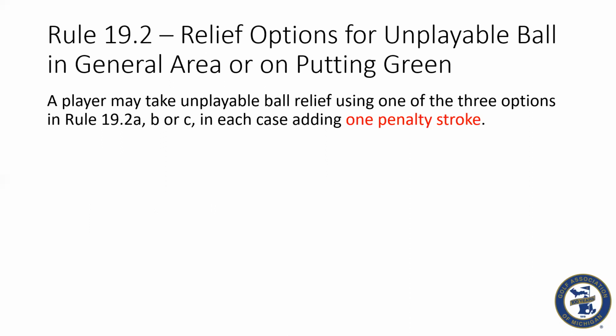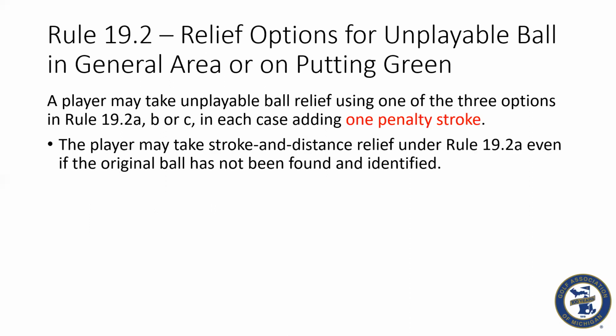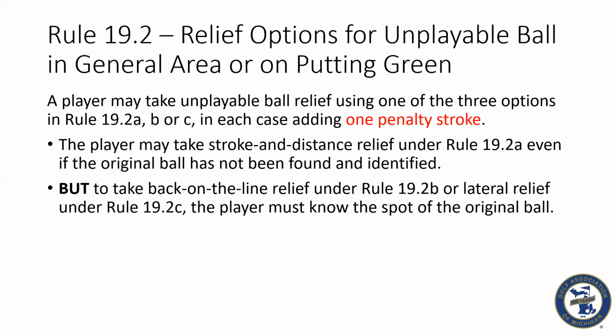Now if it's unplayable in the general area or on the putting green, these 2 specific parts of the course, it's going to be 1 stroke penalty, and we've got our options. I think there's a good picture. I've got a picture with the bunker, but there's also a picture just for the general area and the putting green. On page 164 is the picture. So we can go back to where we last played from.